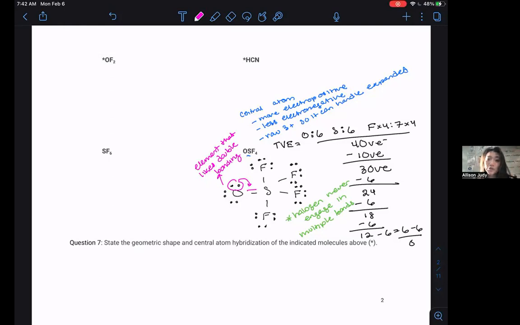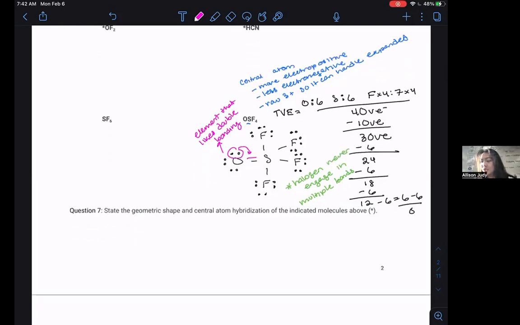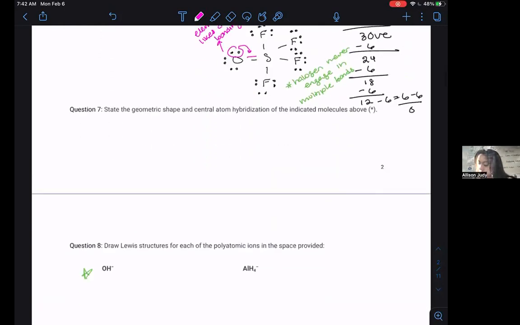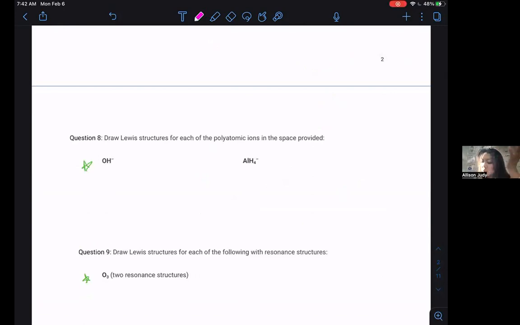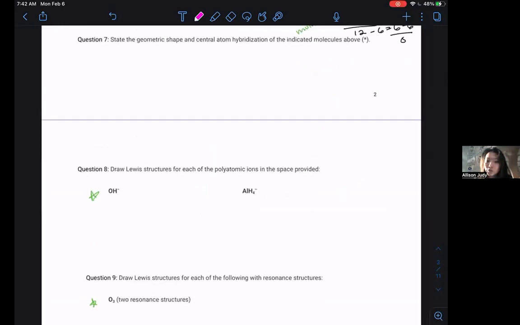We want as close to 0 as possible on an individual atom level and then as a whole molecule level, okay? But I'm not going to get into that right now because that's going to be our next problem. I just wanted to highlight that. And let's move on to how we draw Lewis structures for atoms or molecules that are charged.